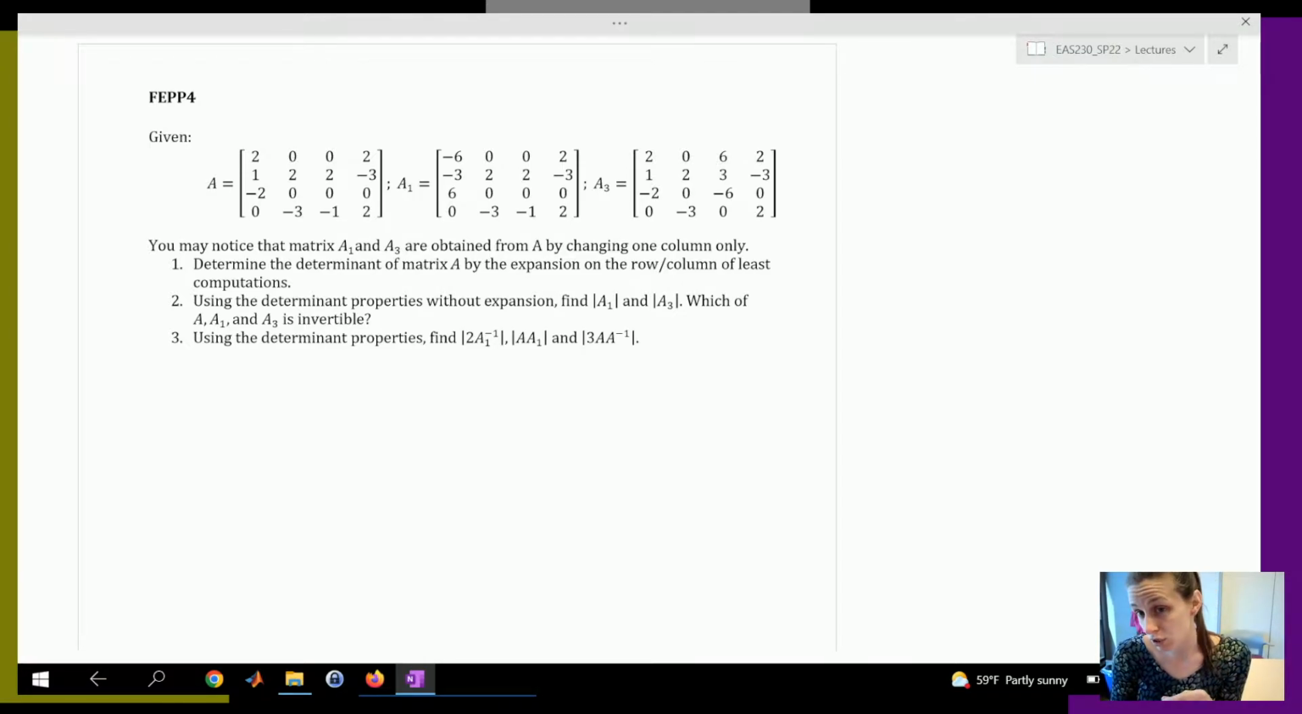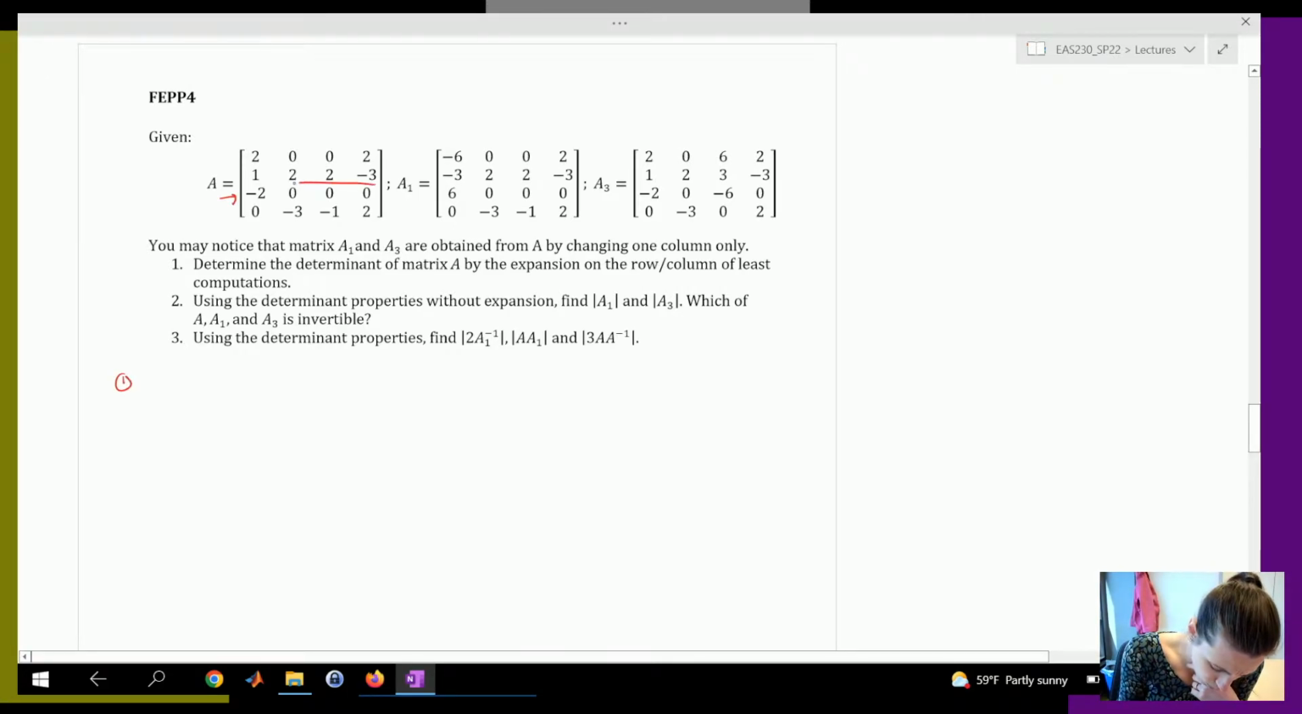The one with the least computation, notice these are 4x4s. We have to use cofactor expansion, so we want to use the row or column that has the most zeros. So I'm going to use row 3 here. So plus, minus, plus, minus. Okay, so I have minus 2, and then my remaining values would be 0, 0, 2, and then 2, 2, negative 3, and negative 3, negative 1, 2.